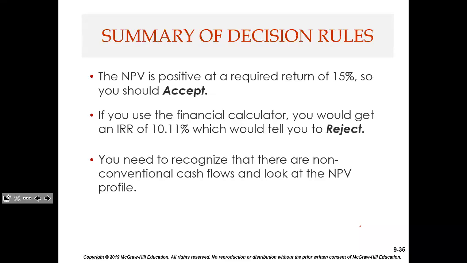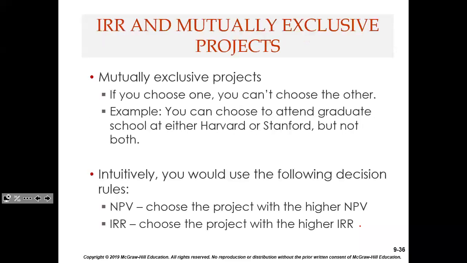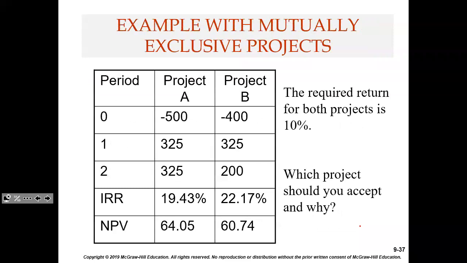This is going back to our unconventional cash flows, the example that we did just before that. So we have non-conventional cash flows. We saw our NPV profile. So how do you make that decision? You would use your net present value to make that decision, okay?